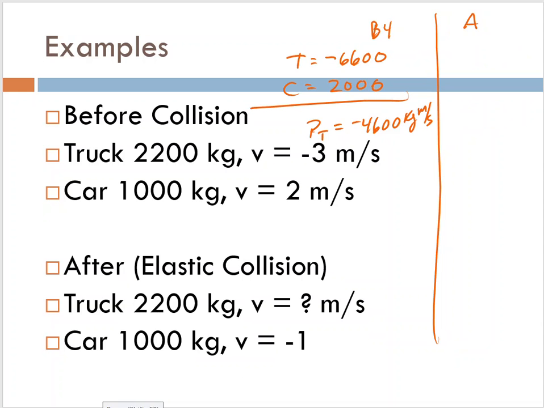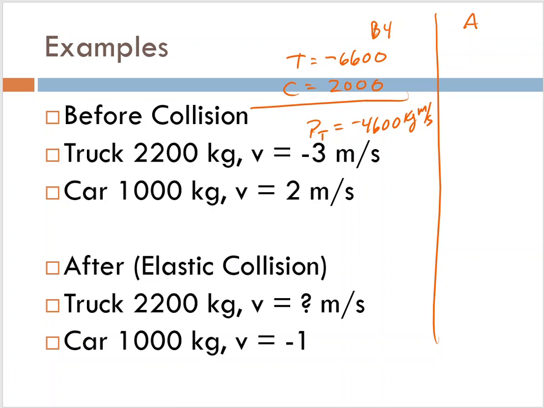In this problem we have an elastic collision. So before the collision, the truck has negative 6,600 kilogram meters per second. I just haven't taken time to write the units in. The car has a momentum of 2,000 kilogram meters per second. So this car and truck are heading at each other. All right. As you can imagine, the total momentum after we add these two together is negative 4,600 kilogram meters per second.